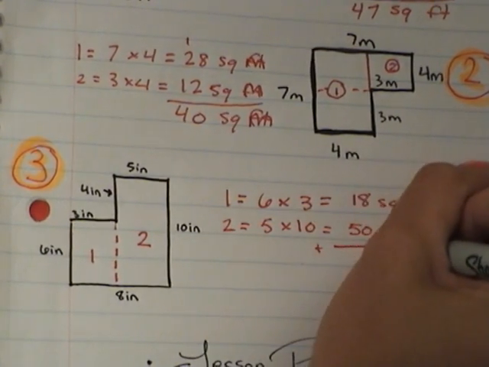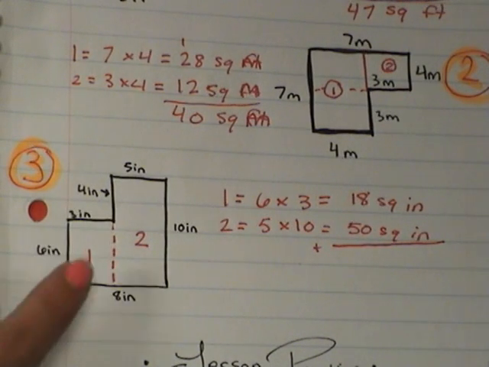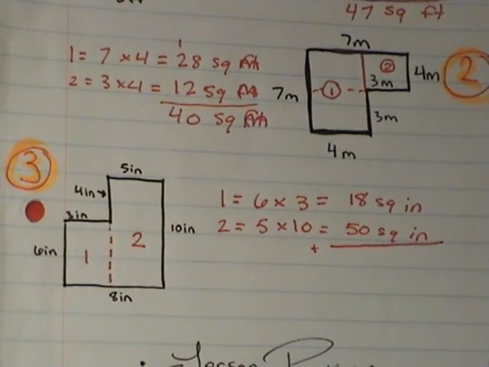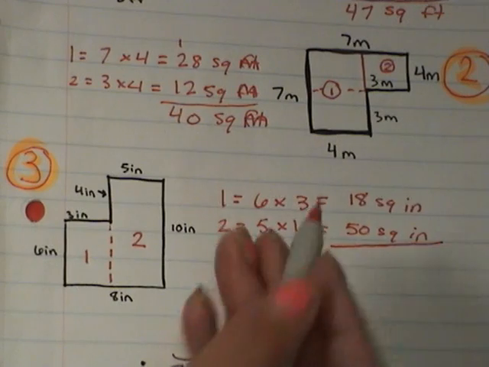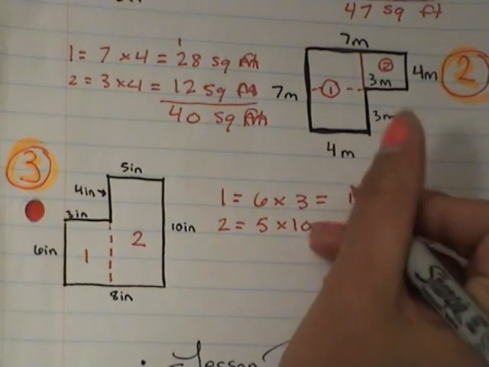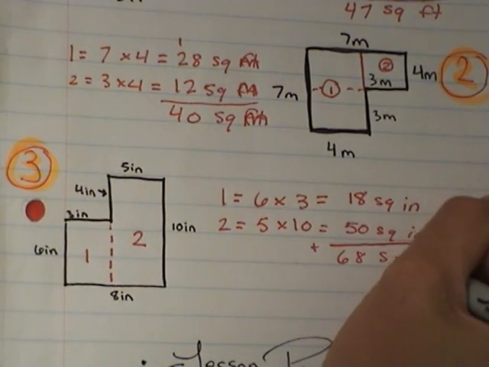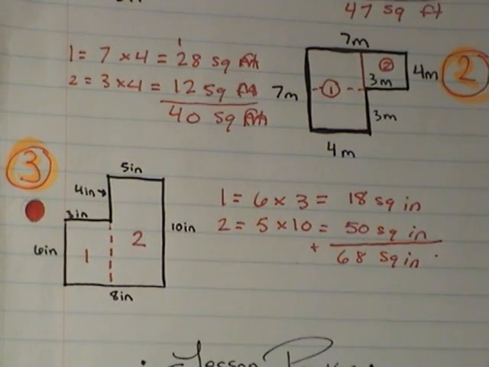Now you have to add them together, and we're adding them together because we found the area in 1, the area in 2. Now we have to add them together. 18 plus 50 is 68 square inches, all in that shape.